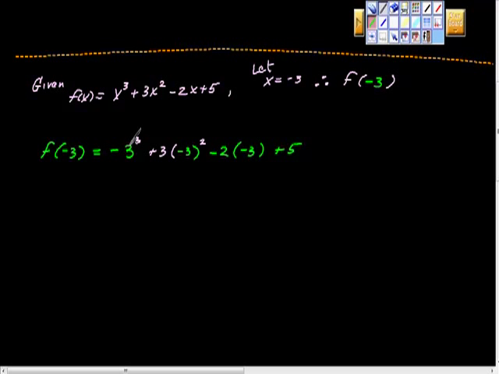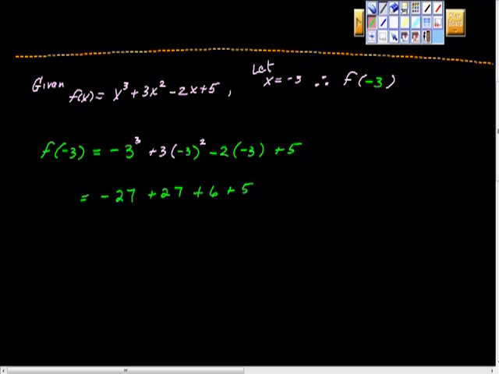So let's just do this. This is negative 3 cubed, which means negative 3 times negative 3 times negative 3. A negative times a negative times a negative is a negative, and 3 times 3 times 3 is 27. We're going to do our exponents first. Remember, no multiplication before exponents. Negative 3 squared is 9, and 3 times 9 is 27. Here, this is a little bit strange: we have negative 2, and negative 2 times negative 3 is positive 6, isn't it? And then we'll bring down this positive 5.